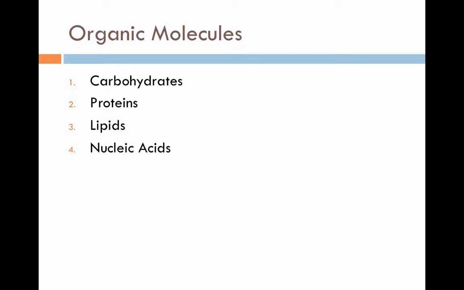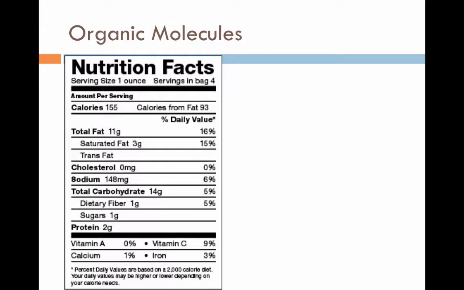Let's look at some nutrition labels. Remember, these are the 4 types of organic molecules. So food usually comes from living organisms, so it should contain all organic molecules. Carbohydrates, there it is, total carbohydrates. Lipids, another name for lipids are fats, there it is as well. Proteins down here, and you'll notice nucleic acids are not shown. Nucleic acids are not listed on nutrition labels.